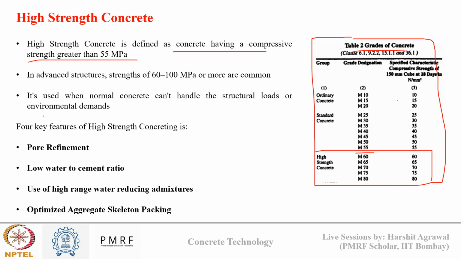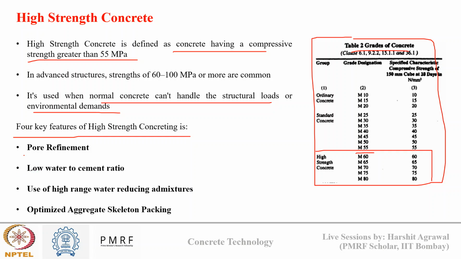Now, we use high strength concrete when normal concrete can't handle the structural load or the environmental demand. And there are four key features that define high strength concreting. What are these key features?